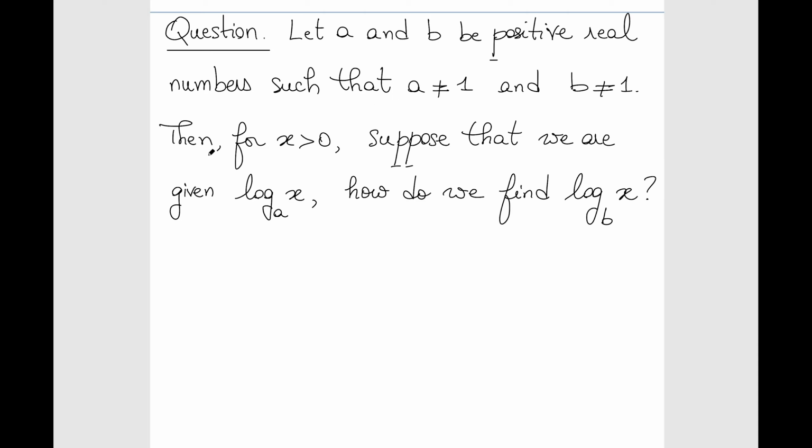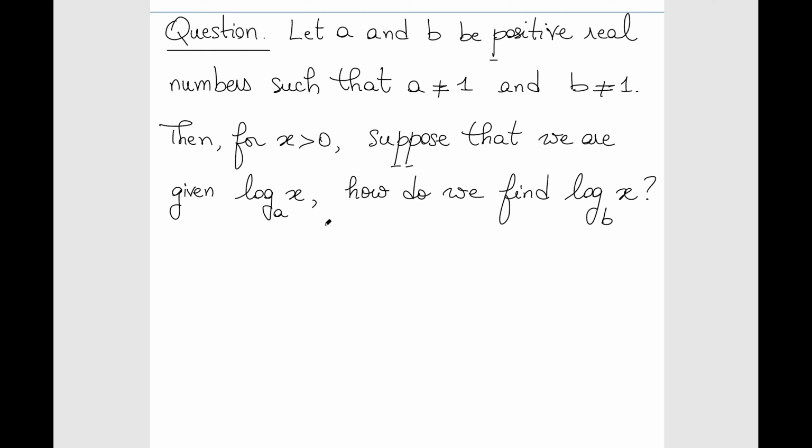And suppose that we have log base a, and we know the value of log base a acting on an input x, where x is positive. How do we find log base b acting at the same input x? So if you know log base a acting on an input, how do we transition to another base b and find the value of log base b of that argument x?